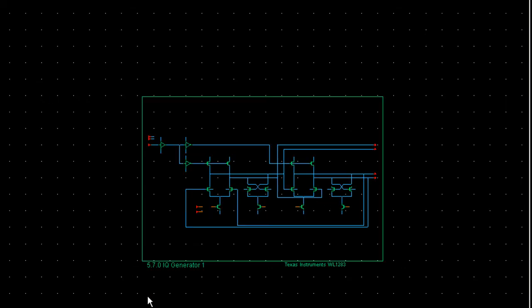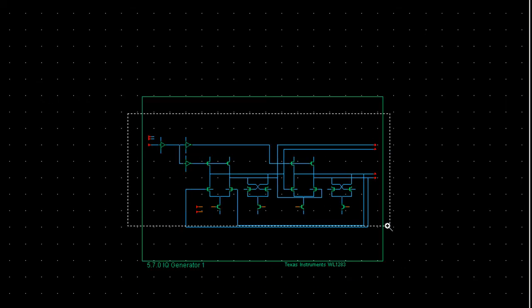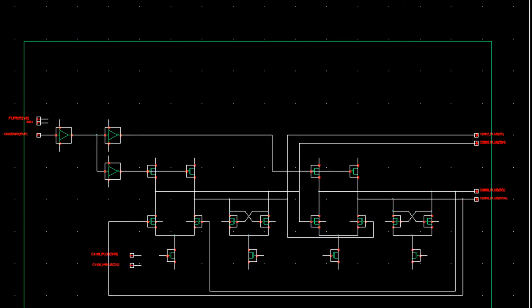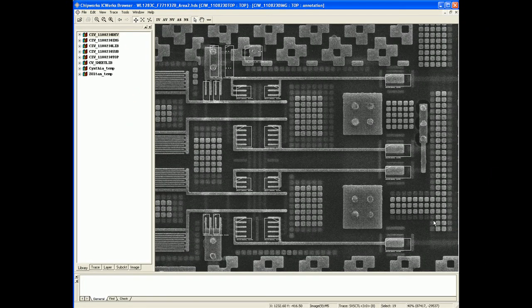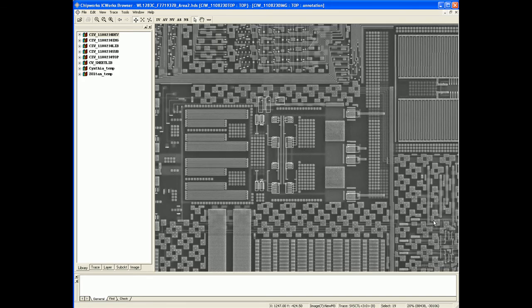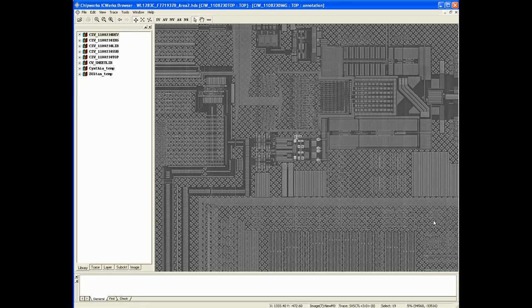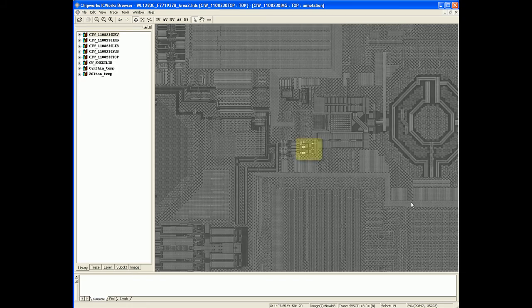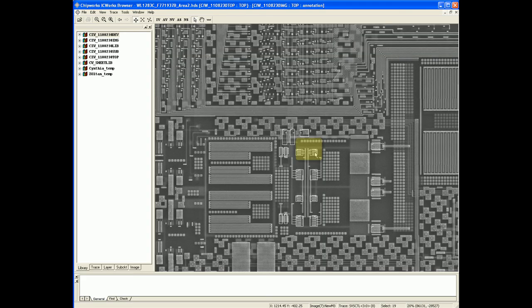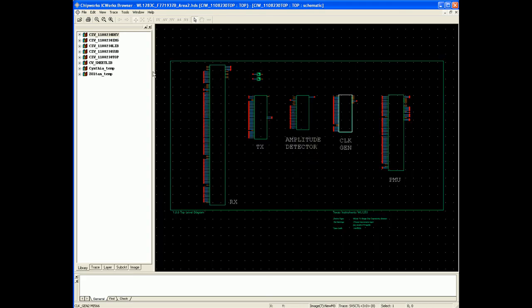And again, we can cross probe where these IQ generators are. So they're actually located in this portion of the Bluetooth. So now you've seen the clock generator components.